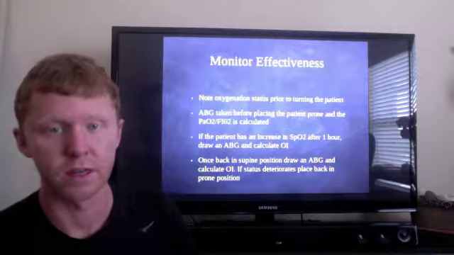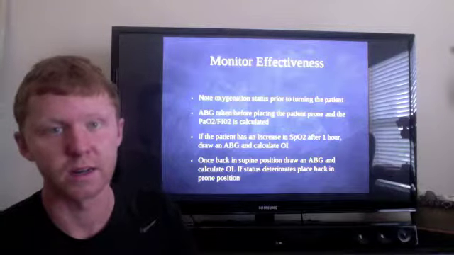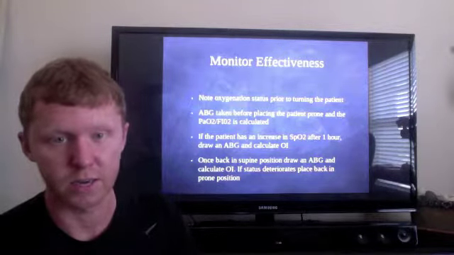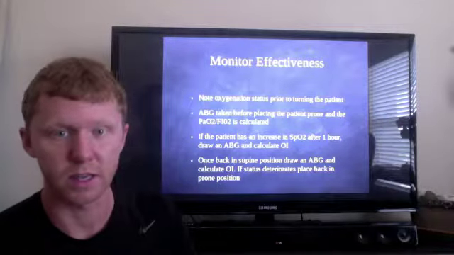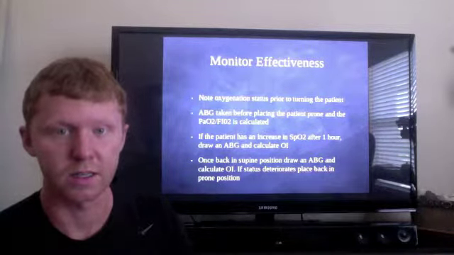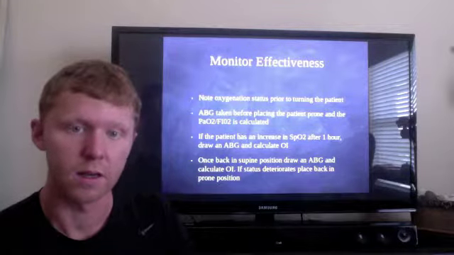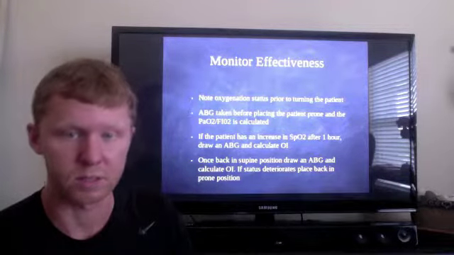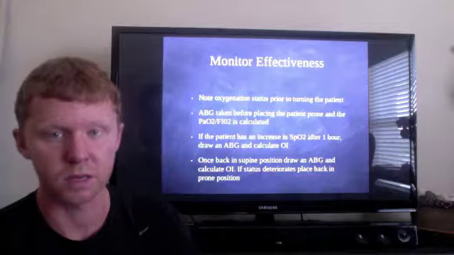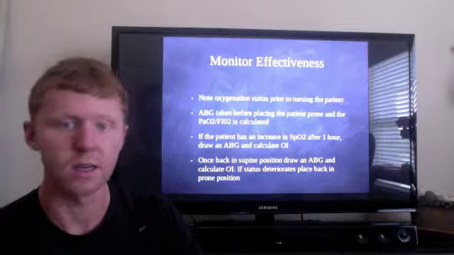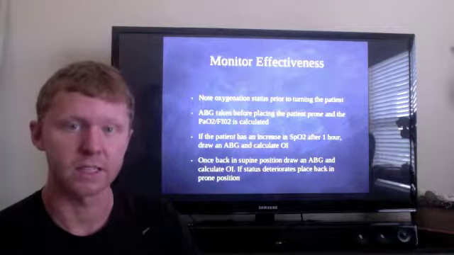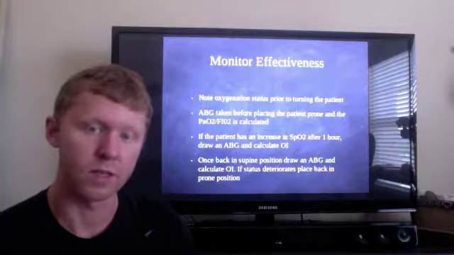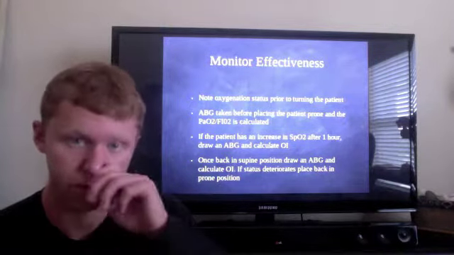And then if a patient has a saturation that has increased after 1 hour of being in prone position, draw an ABG and then calculate the oxygen index to see if there are any improvements. And then once back in supine position, draw another ABG and calculate the oxygen index. And if the status deteriorates from what it was in the prone position, then place them back in prone position because you know it's working then.